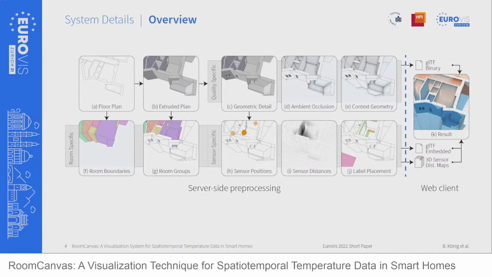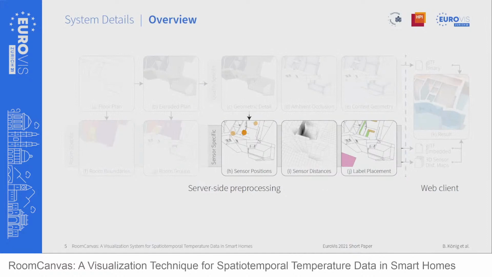What the pre-processing does is it takes a floor plan, creates a simplified 3D representation out of it, accumulates certain geometric details into basically semantic information about the rooms, pre-computes global illumination effects such as ambient occlusion, adds a context geometry, so what you just saw in the visualization, basically the base volume indicating the floors below the currently viewed apartment, and also certain information is pre-computed regarding the sensors. And this is what I want to talk about in detail.